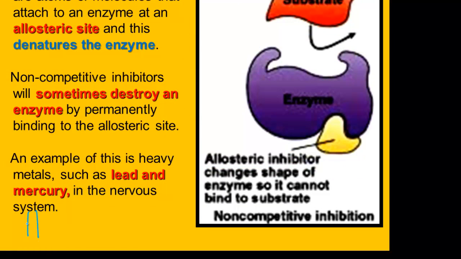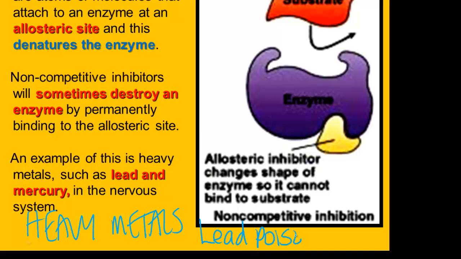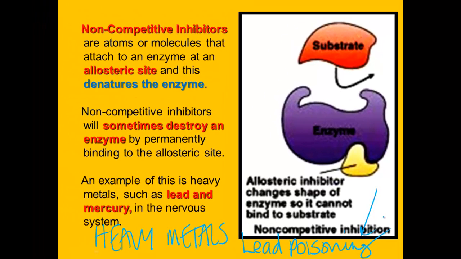An example of that is lead and mercury. Lead and mercury are both heavy metals, and if they get into your nervous system, they can make you really sick. They can give you lead poisoning or mercury poisoning because they are messing with the enzymes in your nervous system that would normally do specific jobs for you.